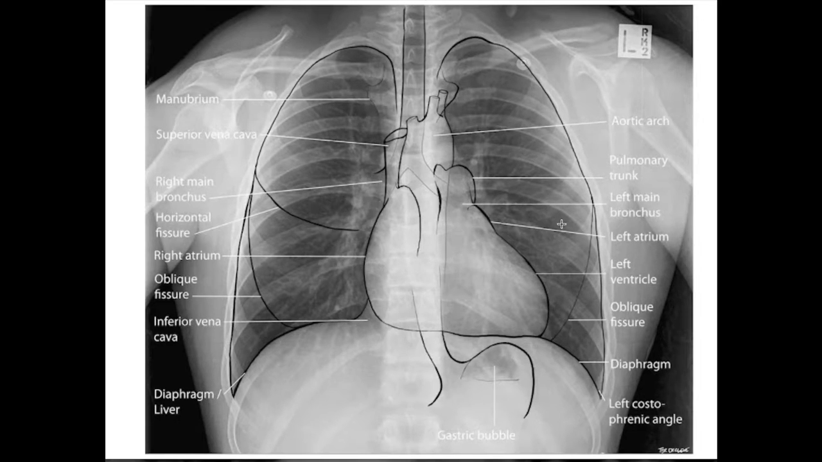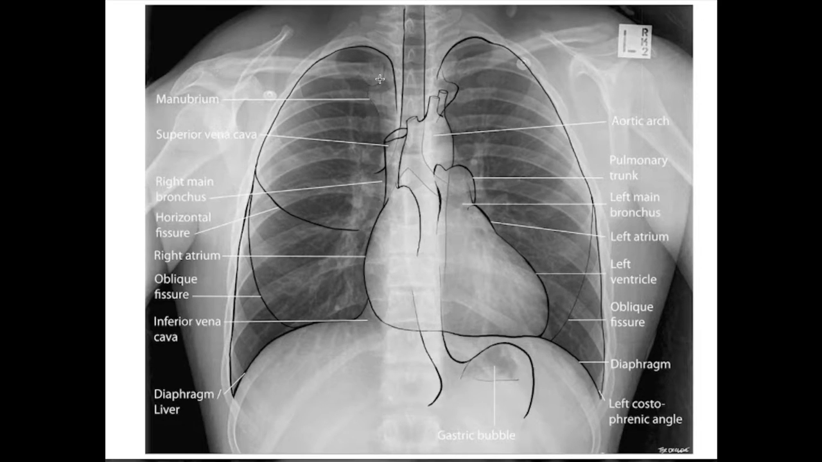Now the left lung is composed of two lobes. This is the upper lobe and this is the lower lobe. And you can see the fissure right here, the oblique fissure, crossing and separating both lobes. This is crucial in indicating lobar collapse. So if you have upper lobe collapse, then it will happen at this area. If you have lower lobe collapse, it will be right here at this area.